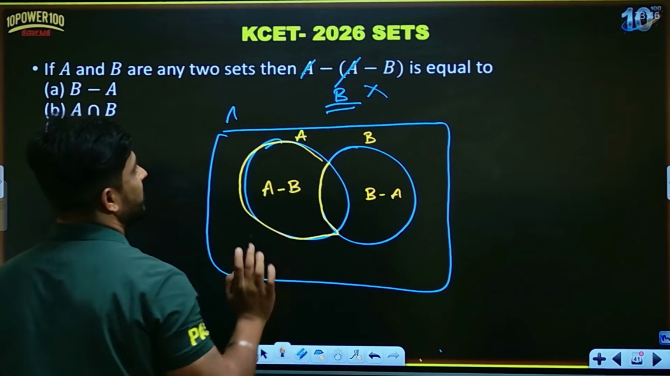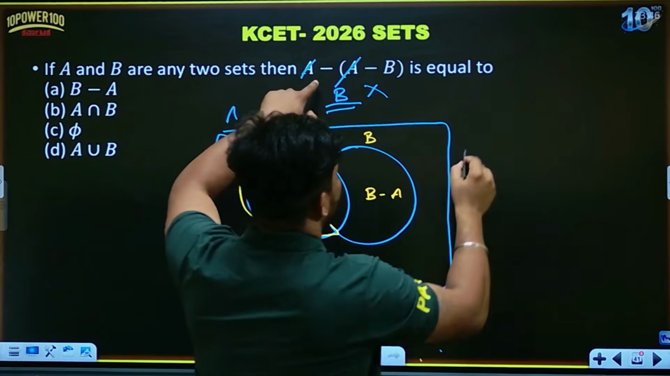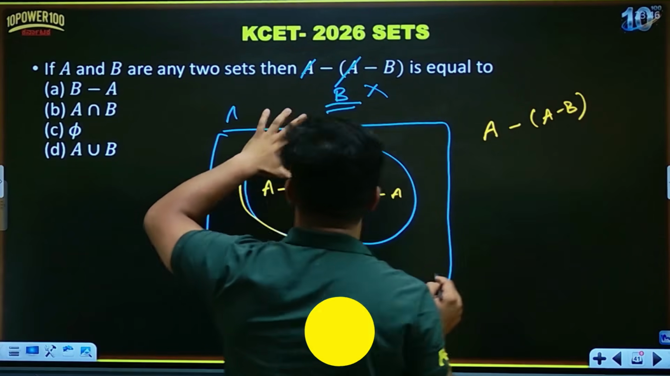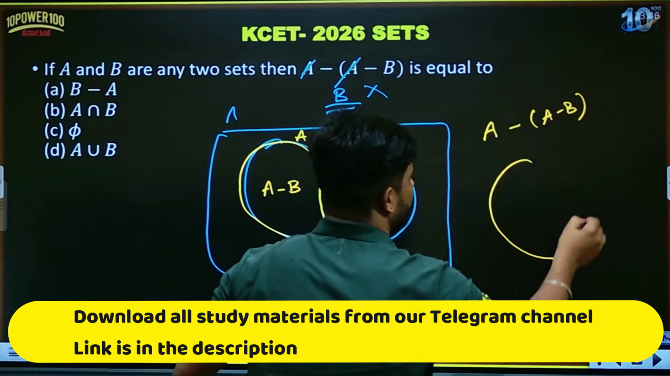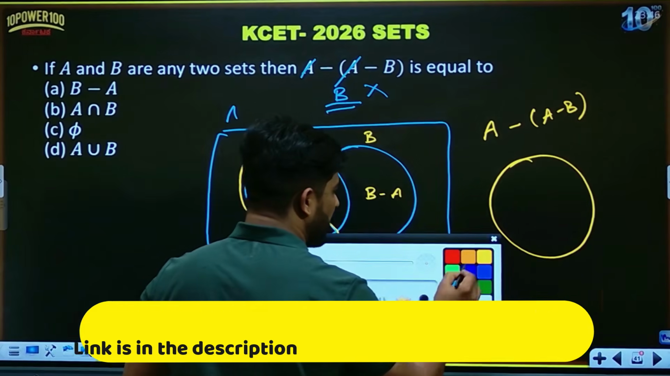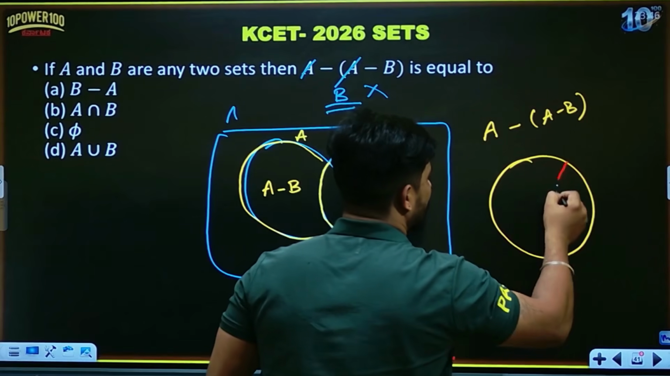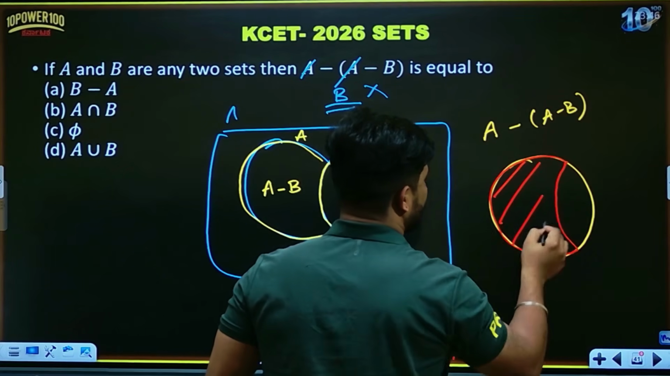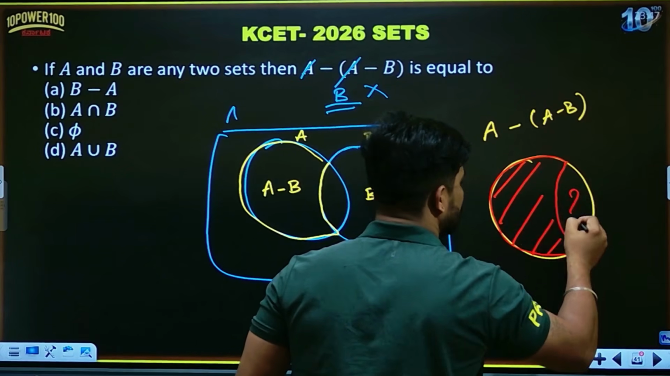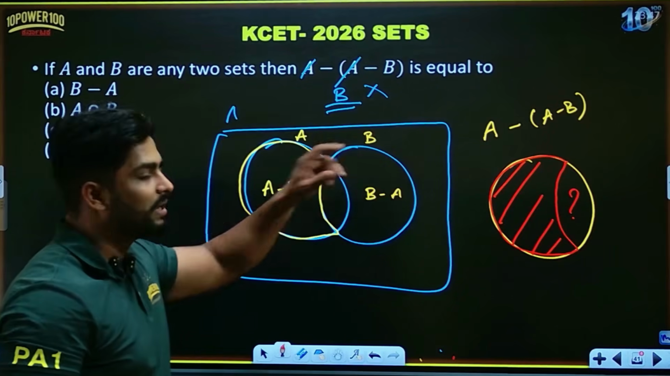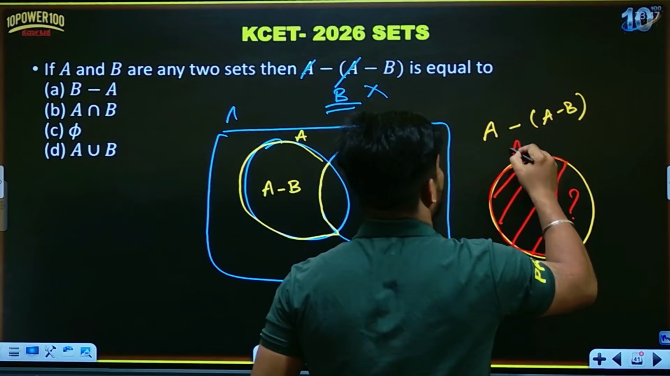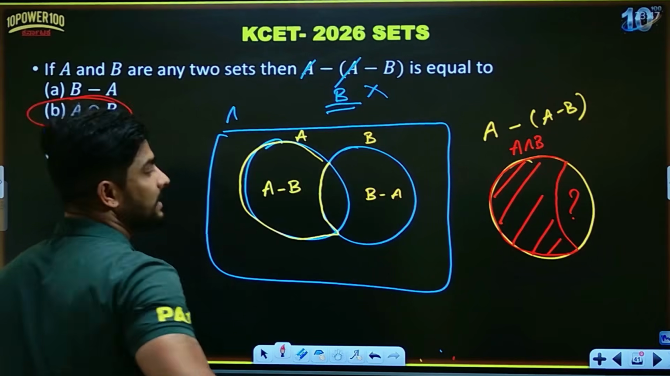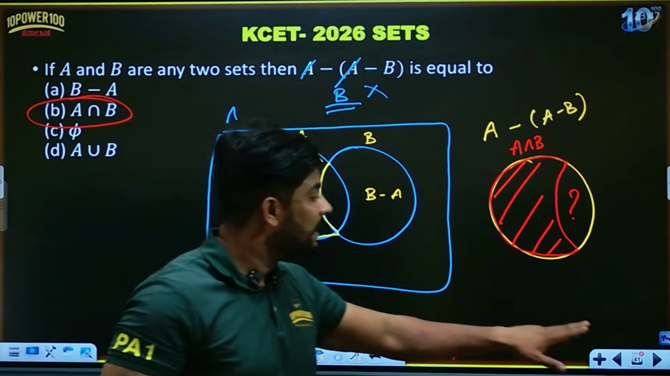This is A minus B. They're asking A minus B, meaning in this full circle, what happens if I remove this part? What is left out? This is the left out part, correct? That is nothing but A intersection B. So option B is the right answer. Just going with this diagram is easy.